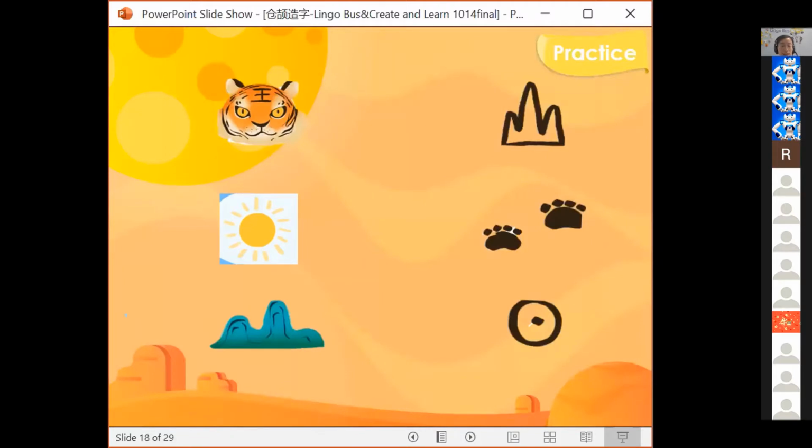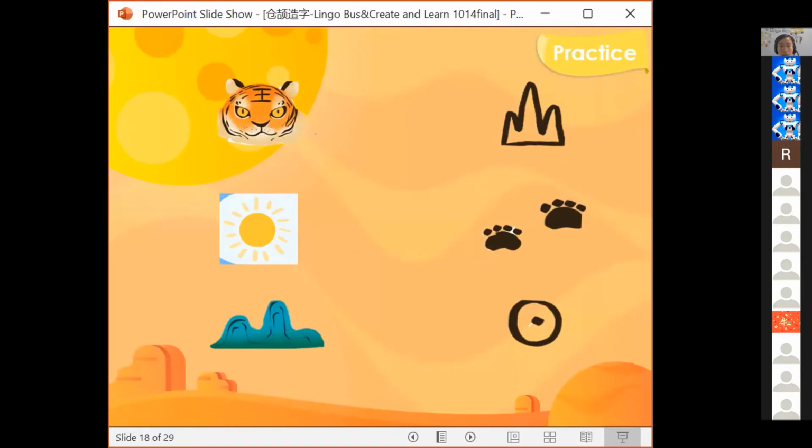Got it. Now it's practice time. Let's look at the left column. There are 3 objects: tiger, sun, and mountains. And on the right column, there are 3 symbols, or you can say 3 ancient Chinese characters. Can you match the objects with the ancient Chinese characters? Let's start from the first one, tiger. You can type the number 1, 2, 3. Which one is for tiger?